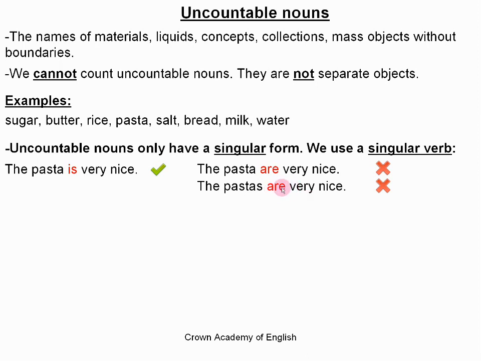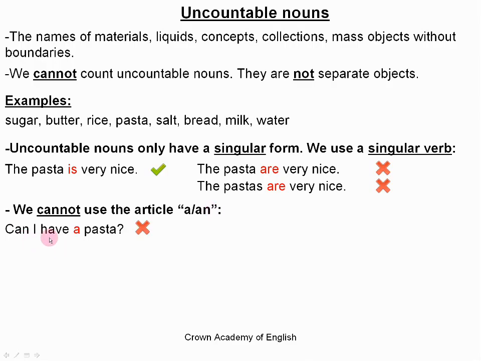And this is wrong too, because here we have said pastas. We have put pasta in the plural, but we have said that uncountable nouns only have a singular form. So this is wrong. We cannot use the article a or an. We must not say, "Can I have a pasta?" That is wrong. "He served me a pasta." That is wrong.